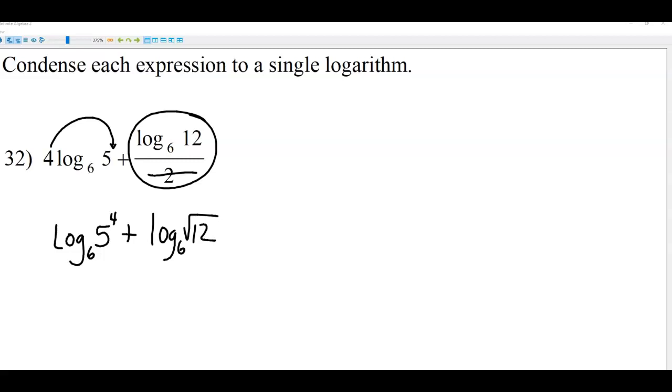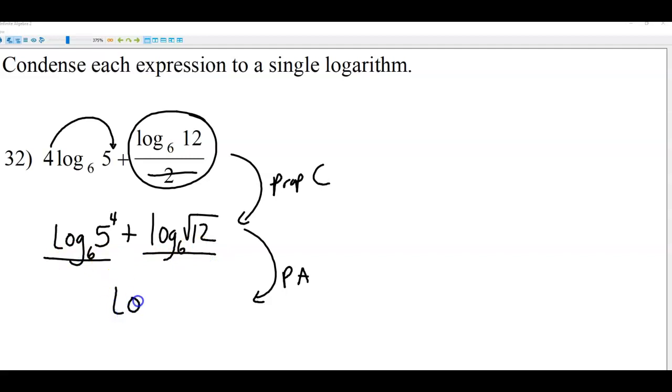All right. The next thing that we're going to do, by the way, that's property C once again, right? The next thing we're going to do is property A. And the reason I'm going to be doing property A is because there's a plus here. And according to property A, if I have these two logs being added, I can put them together as one log, provided that I take this term and multiply it by this term. And that's going to be good enough.